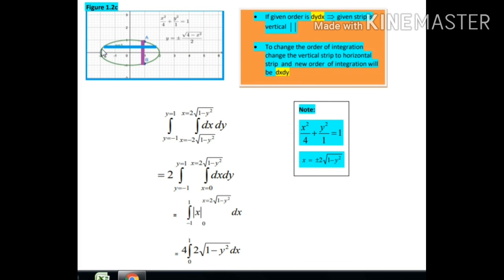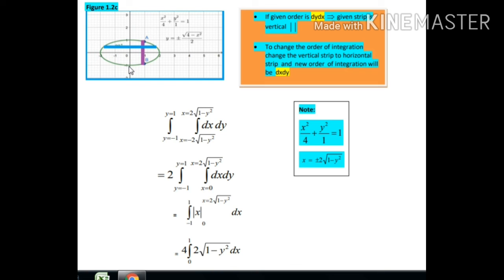So to find limits for x, you simplify this for x. X square by 4 equal to 1 minus y square. So if you take square root both sides, you get x as plus minus 2 under root 1 minus y square as shown here. So now x varies from this point, minus 2 under root 1 minus y square, to this point, plus 2 under root 1 minus y square, and you have to cover whole ellipse. So this strip varies from lowest point to highest point. So this will move like this and will cover the whole region.